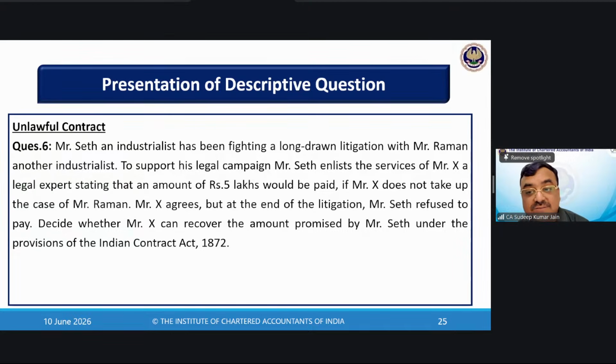Already discussed. Let's check whose memory is sharper. The answer is no. Akshay is saying the correct answer. So, it is an agreement in restraint of trade, he cannot claim. Very good. Anyone else?